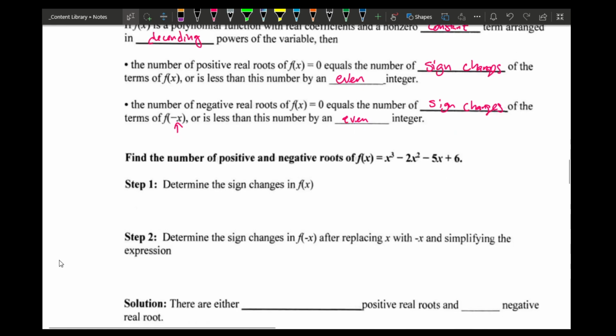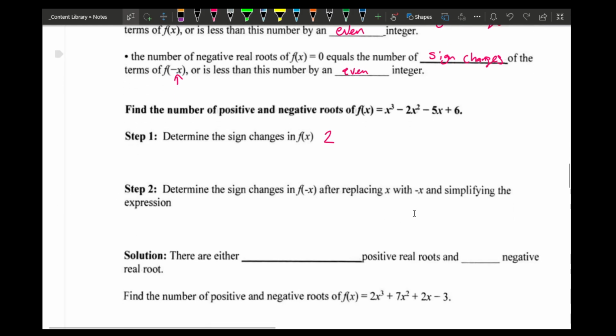All right, what we're going to do is we're going to look at this bad boy. We're going to determine the number of positive and negative roots. We're not solving it. We're just saying how many are in there. So I'm going to count. This is a positive. So positive and negative, that's one sign change. So that's 1, 2. So I have 2 sign changes. So I either have 2 roots or 0 positive roots, right?